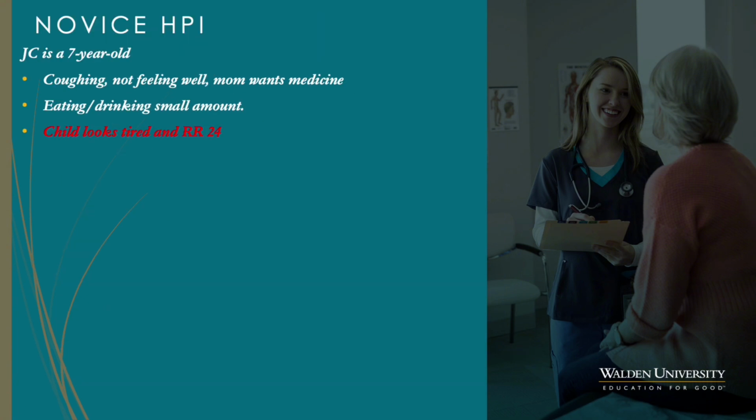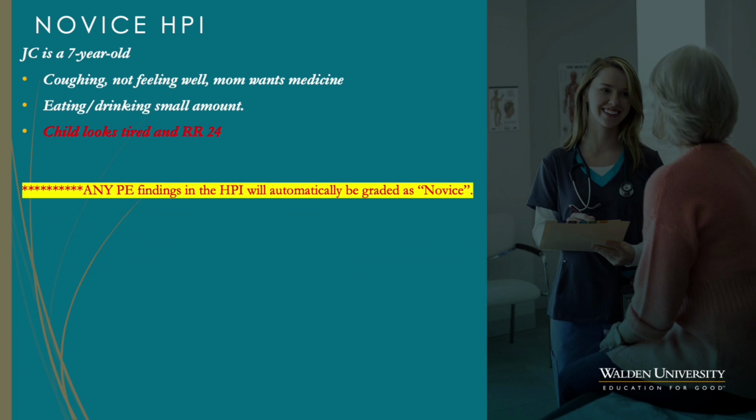This is an example of a novice HPI. The student wrote, JC is a 7-year-old, coughing, not feeling well, mom wants medicine, eating, drinking small amount. Child looks tired, respiratory rate 24. First of all, the student included PE or objective findings in their HPI. If you notice on the rubric, we do not include objective findings or physical exam findings in our HPI. If you recall, an HPI is solely a subjective finding, what the parent or patient tells you.